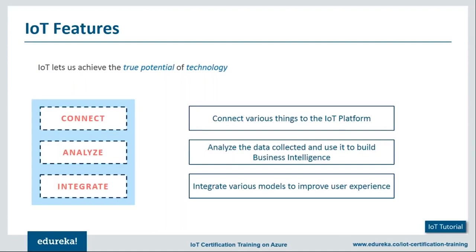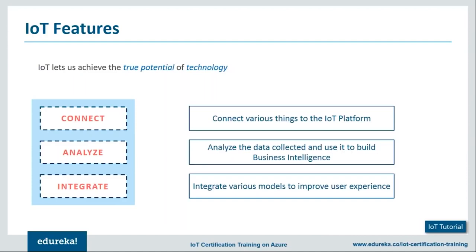Then comes analyze. Now, I have my things around me. They each are going to generate some amount of data. This data needs to be collected and analyzed to build a business intelligence solution. If I have a good insight from the data that is gathered from all of this, then definitely I can call my system a smart system. Finally, in order to improve your system, you need to integrate it with various models to improve the user's experience as well.